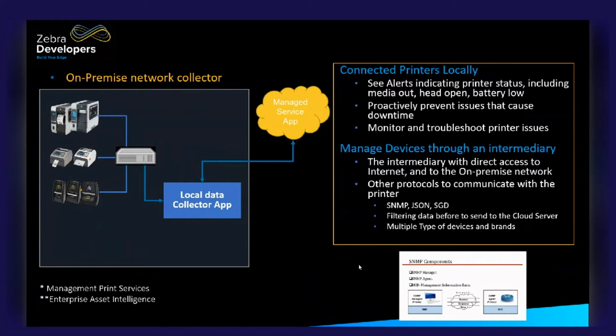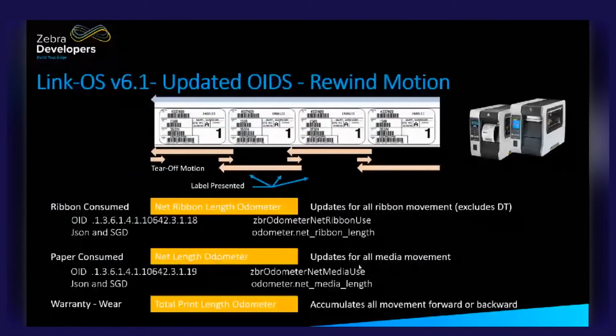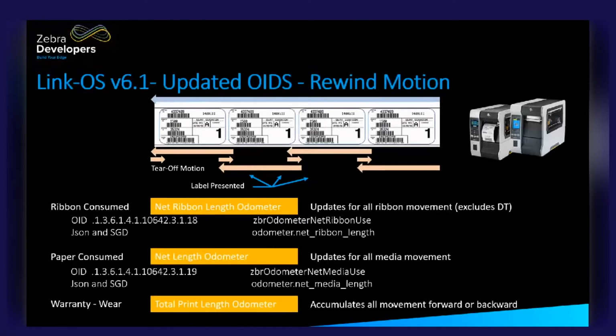Okay, through LinkOS version 6.1, we made another important update to make more precise the way that you measure the media in the printer. So all of the information that you are capturing for implementing all of the algorithms for media is more precise because we have been improving the way the printer movement works. So the information that you capture through the odometers is very accurate and precise for when you need to do the replenishment. You can get that information through OID in SNMP or through JSON and SGD.